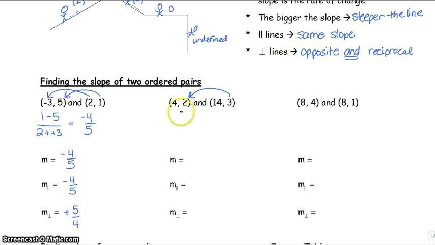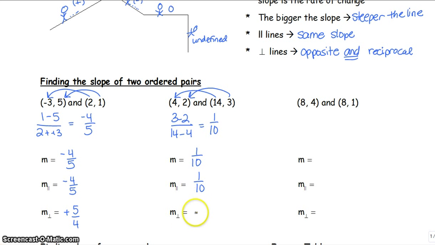Alright, next one. 3 minus 2 on top. 14 minus 4 on the bottom. 3 minus 1 on top is 1. 14 minus 4 on the bottom is 10. So our given slope is 1/10. Parallel, we want exactly the same, so we just write 1 over 10.